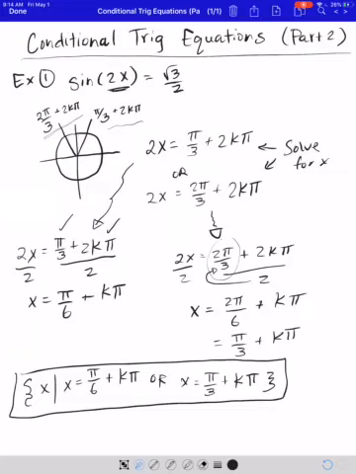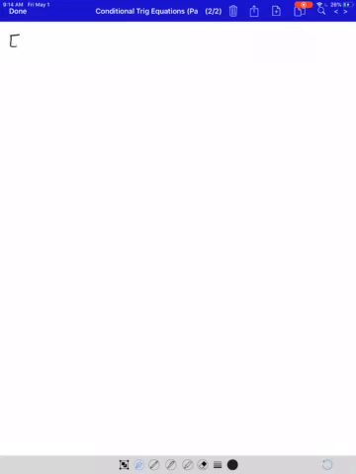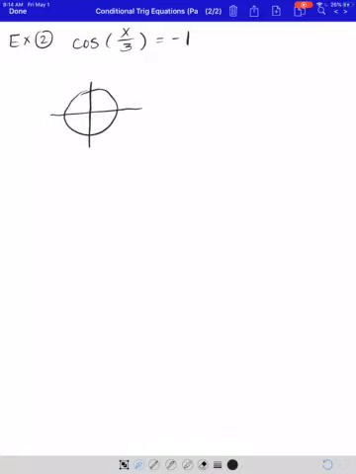Let's try another example. So example 2. This time we are going to solve cosine of x over 3 is equal to negative 1. And again, first thing is, let's just locate where does cosine equal negative 1. Oh, and that's going to happen over here on the left-hand side of our unit circle, right?